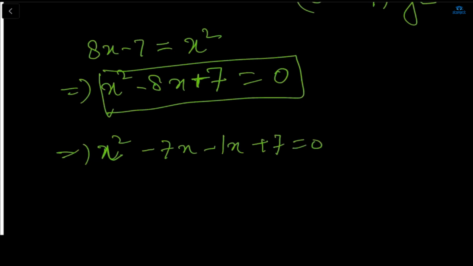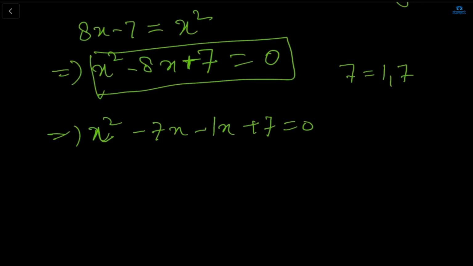So 7, you can find what are the factors of 7? The factors of 7 are 1 and 7. Okay, because it is a prime number, we already know. And 8, we wanted 8. So 7 plus 1 will be 8. Okay, since minus 1 was there, so minus 7x minus 1x plus 7 is equal to 0.